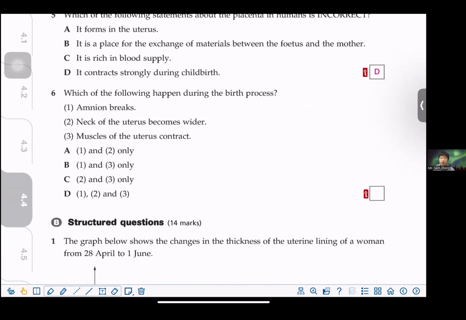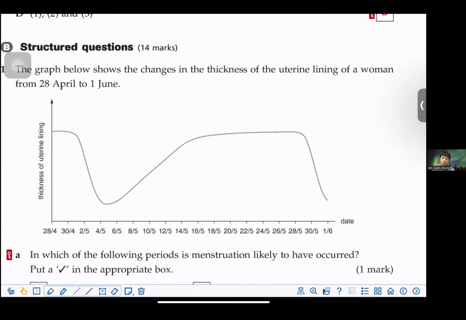Which of the following may happen during the birth process? The amnion will break, the neck of the uterus will become wider, and the muscle of the uterus will contract. The contraction is very great and vigorous, and in this case, this will push the fetus, or push the baby, out of the body. So therefore it would be D.